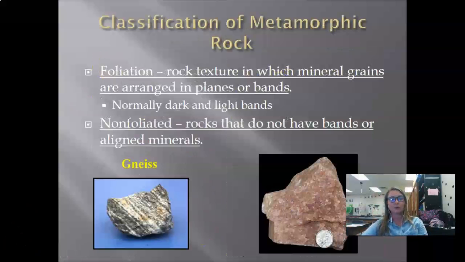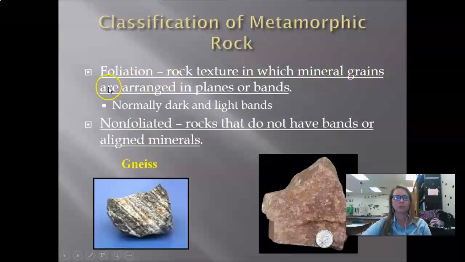Classification of metamorphic rocks. There are two types of classifications, foliated and non-foliated. The best way to think about this is lines versus no lines, and that's all that it means. Foliated means rock textures in which mineral grains are arranged in planes or bands. Here's that word, nice. I always used to joke in class, it's a nice rock. It's a geology joke. I'm sure if you look up a meme, you'll hear it. That's a nice rock, meaning that, once again, we can see the lines, we can see the striations.